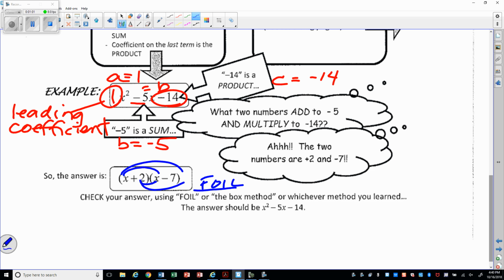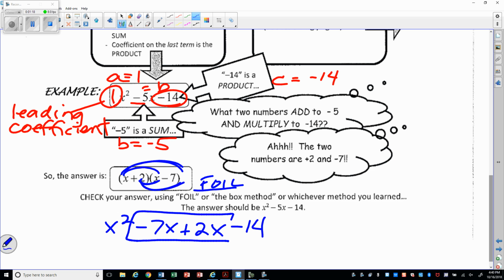Okay. And I would get first, x times x is x squared, and I do the outer ones, and I get minus 7x, inner ones plus 2x, last ones minus 14. And you combine the middle terms together, so I get x squared, and you add these together, so you get minus 5x, and then you get minus 14.